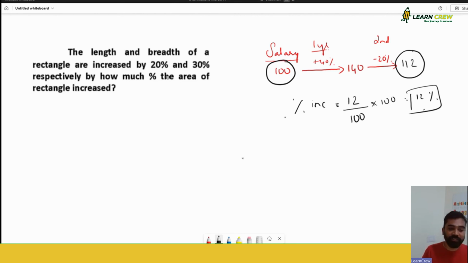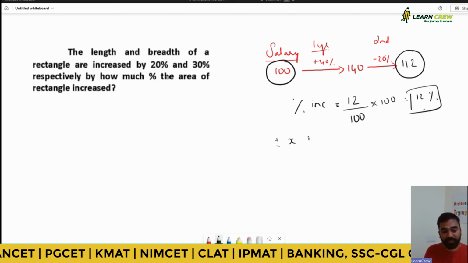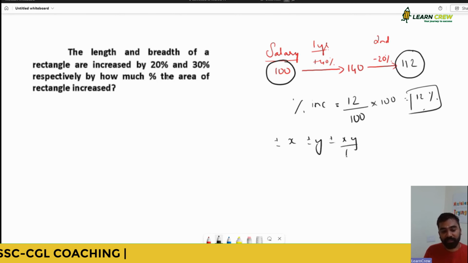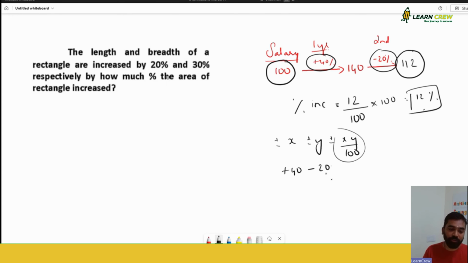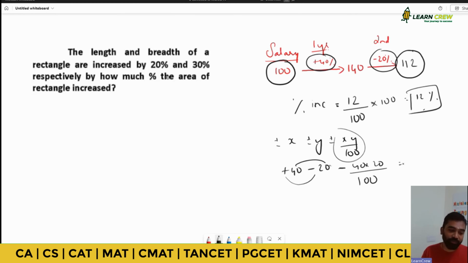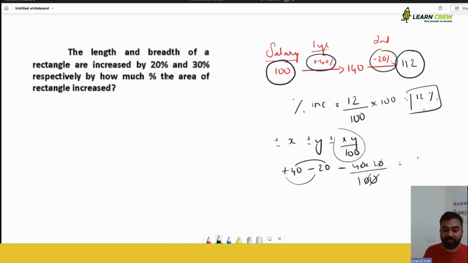Now this can also be solved with the help of a formula. These are all traditional methods. In the first year it is increasing, so let us take it this way: x plus or minus y plus or minus xy divided by 100. You need not remember all these things, I'm not asking you to, but you can remember it. In the first year it is getting increased, so it is plus 40. In the second year it is getting decreased, so it is minus 20. For the third term, plus into minus is minus, 40 into 20 divided by 100. This gives 8, so 20 minus 8 is 12%. This also gives you the same answer.